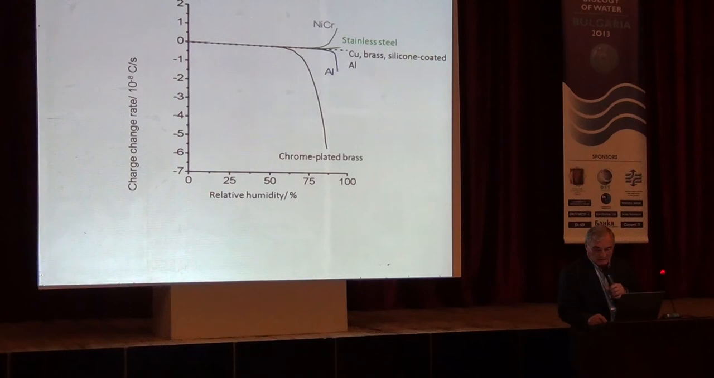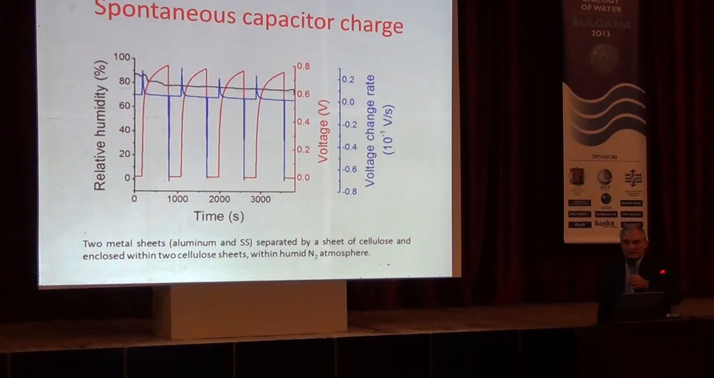And then you can make a capacitor that self-charges, which is shown here. That's a capacitor made with aluminum sheets and stainless steel. And here they are short-circuited. We are measuring voltage, and humidity is uniform. So as we open the circuit, the capacitor charges itself spontaneously. We are not doing anything. Here, short circuit. Again. The maximum that we managed to do was 600 cycles of charge and discharge in this way.